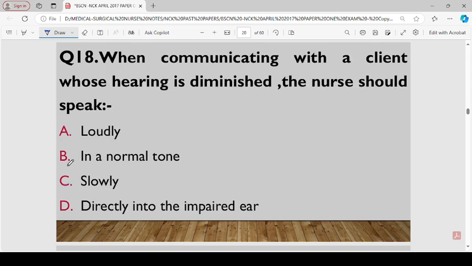When communicating with a client whose hearing is diminished, what are you supposed to do? You just need to speak in a normal tone, right? Just a normal tone. Because if you shout, it will be uncomfortable for the patient and may distort information. So you have to do it in a normal tone while facing the client. Slowly can be seen to be unnatural, so it will be difficult for the patient to do the lip reading. Directly into the impaired ear, no, you need to face the client so that the client can do lip reading, look at your gestures and sometimes the facial expression, right?